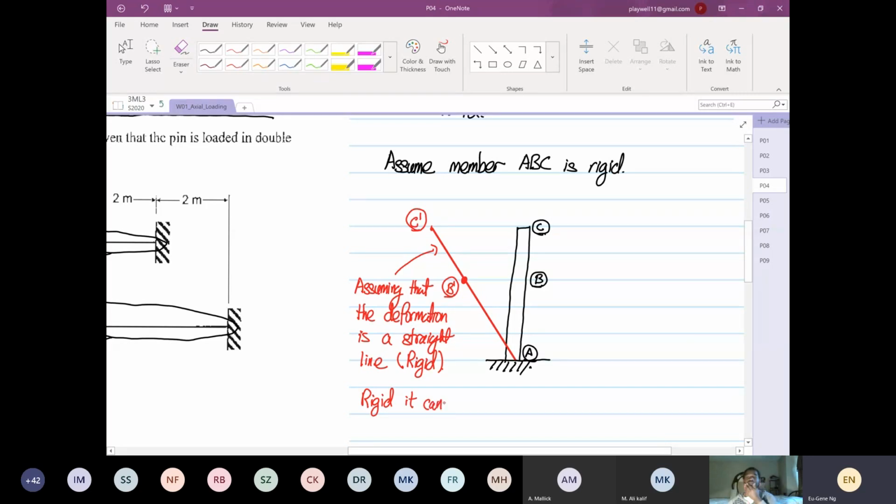My wife says I'm always too rigid. Yeah, I cannot bend, and that's my problem.